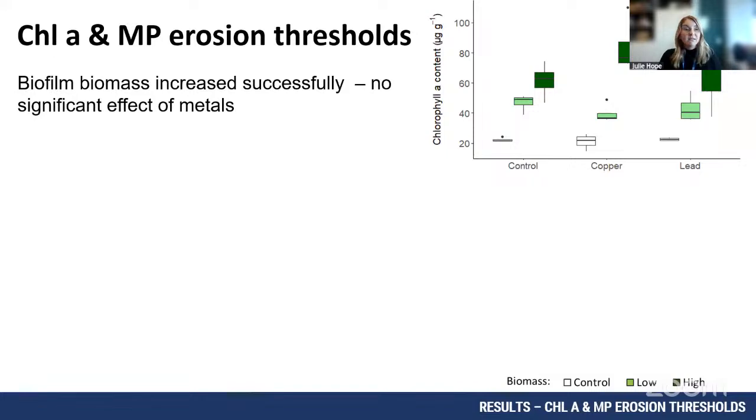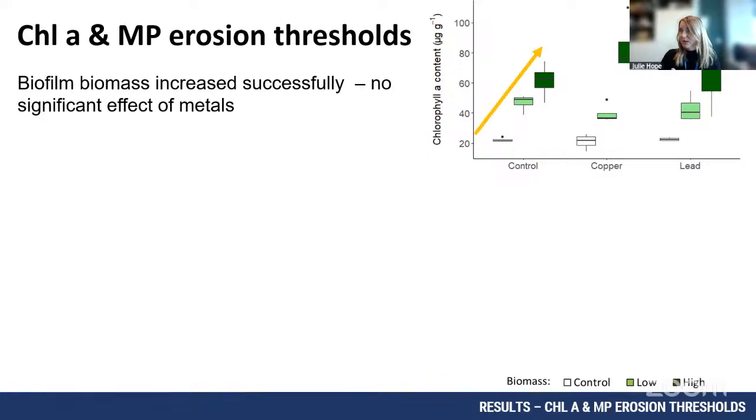Okay, so we wanted to look at different biomass levels. So this plot's just really to show you that we increased those biofilm levels successfully. We have some background chlorophyll that's still there, even though we killed off the active biofilm. You have that low level at the bottom. So the white boxes here are the control, no biomass treatment. And then the light green are the low biomass and the dark green are the high biomass.